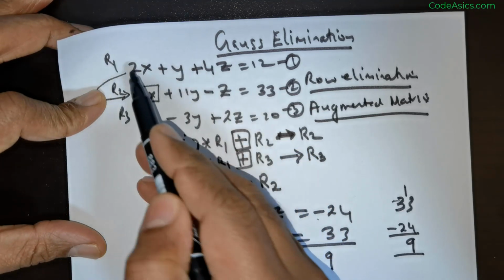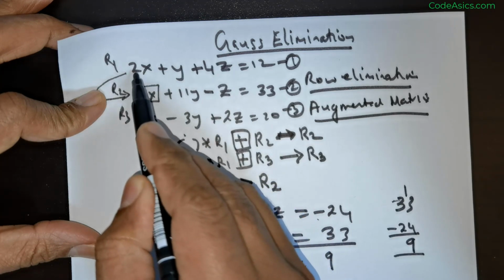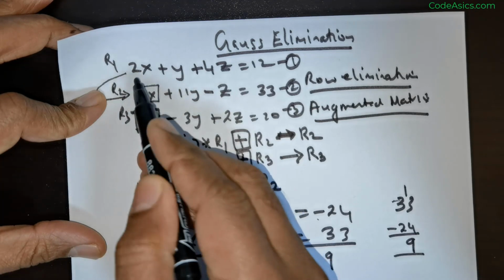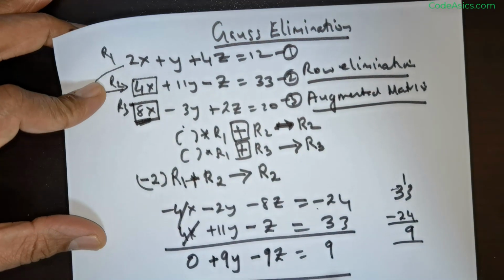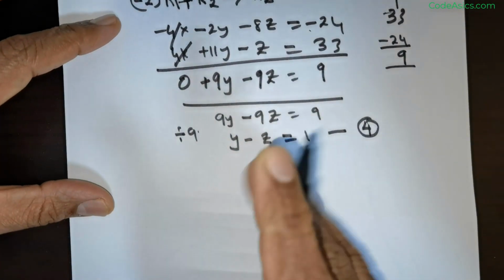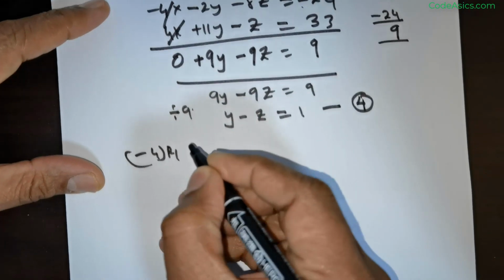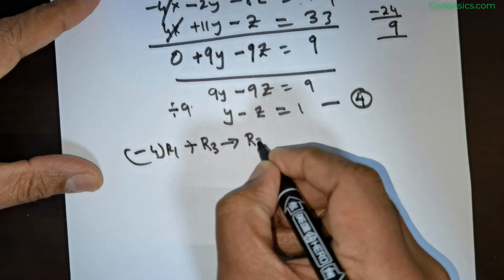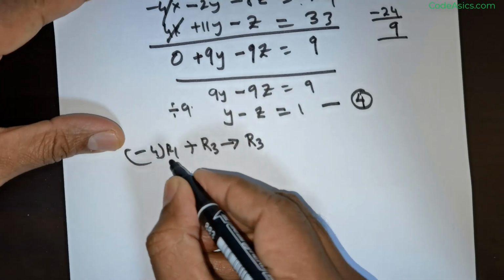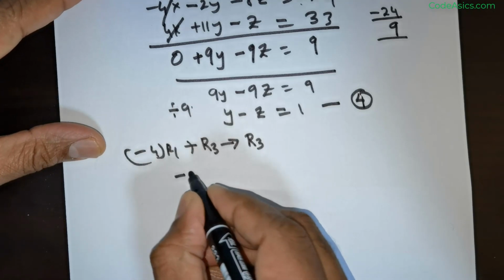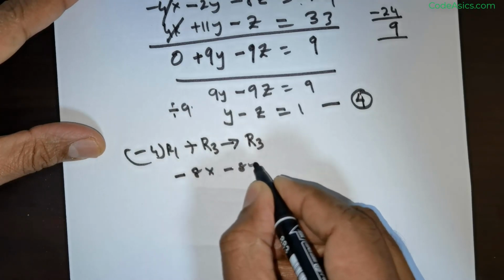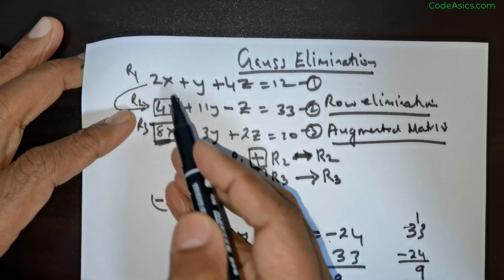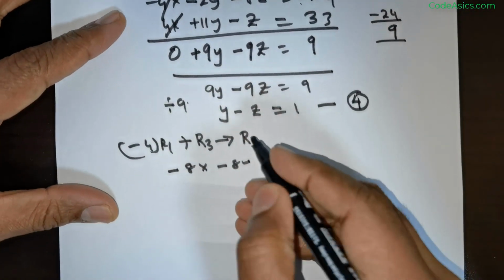Now I see R3 has an 8 and R1 has a 2. My intention is to get rid of the leading term. If I multiply R1 with negative 4, that would solve the requirement. So negative 4 multiplied with R1 is going to be added with my R3, and that would produce the new R3. So let us multiply negative 4 with R1. Negative 4 times 2 is negative 8x, and negative 4y.